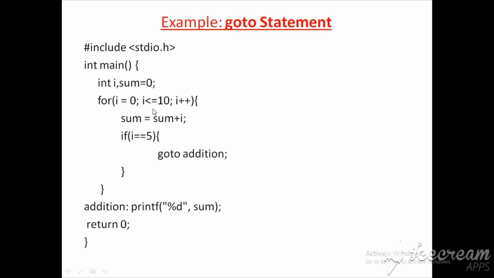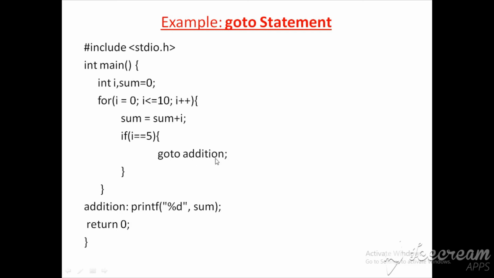Okay, then we put one condition that if i equals 5, so whenever we reach the value of i equals 5, then we put one goto statement, that is goto addition. Here we put the label name, that is addition. So whenever it reaches the value of i equals 5 and executes this condition, it satisfies the condition and executes that goto statement. After executing this goto statement, it jumps from this portion to the label of addition.